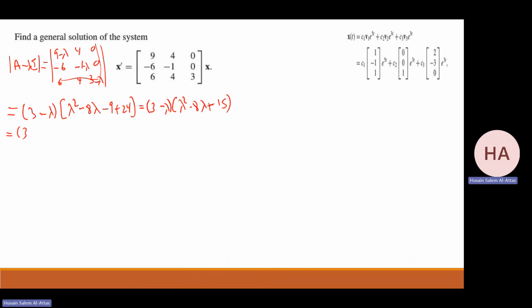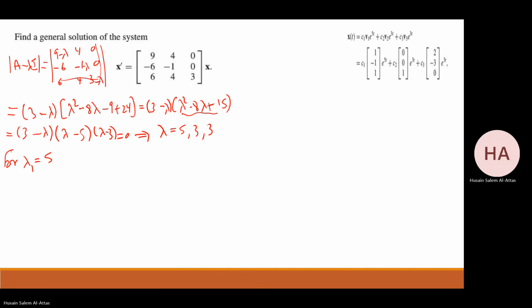In other words, this is 3 minus lambda times what? Lambda minus 5, lambda minus 3. So I have lambda is 5, 3, 3. Okay. Then I find eigenvectors for each lambda. So for lambda equal 5, lambda 1, what I will do, I solve the usual system: A minus lambda I times v1 equals 0. I let v1 be K1, K2, K3, the same thing which we did before.